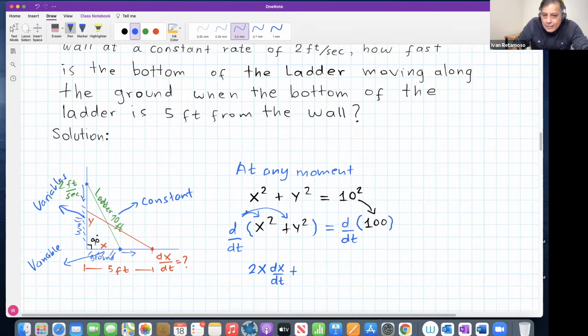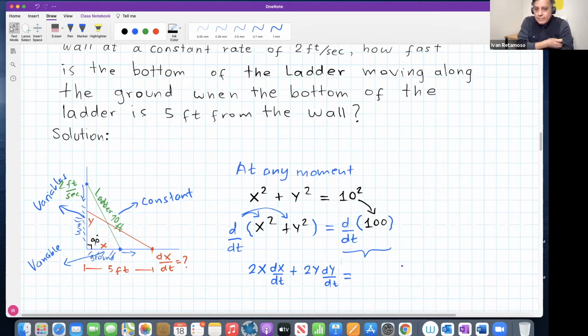Plus, now the derivative of Y squared. The derivative that comes to mind is 2Y. But that would be if we had taken the derivative with respect to Y. We're taking the derivative with respect to time. So you're going to attach dy/dt. Don't forget about this. Now, anyone could tell me what is this derivative? The derivative of 100 with respect to time?